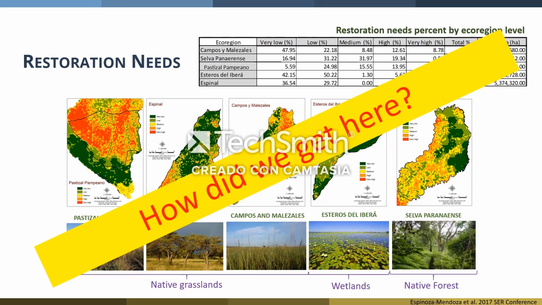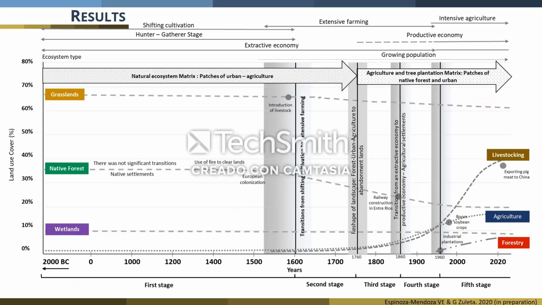To resolve this question, and based on the information I previously showed in the methodological process, we developed a timeline that summarizes more than 500 years of land use history to know the major causes and how, when, and why this change started, and to understand future trajectories. So this is one. At this point, this is the major result that we have.